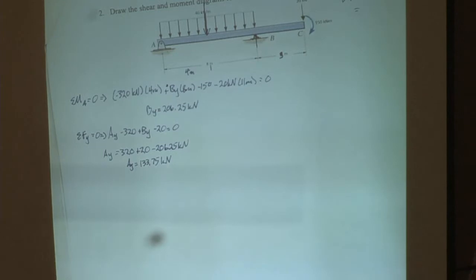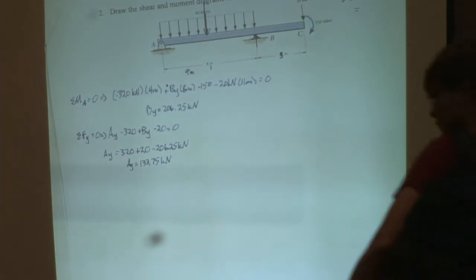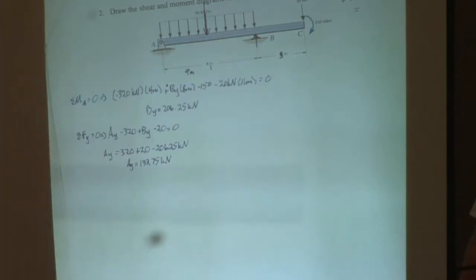So all right, so we got to draw shear and moment diagrams, right? Now, how many different methods do we have? Two, which are? Okay, integrals and sections. Not everybody gets taught integrals, so I will not be going through that method. I'll be going through the method of sections here.